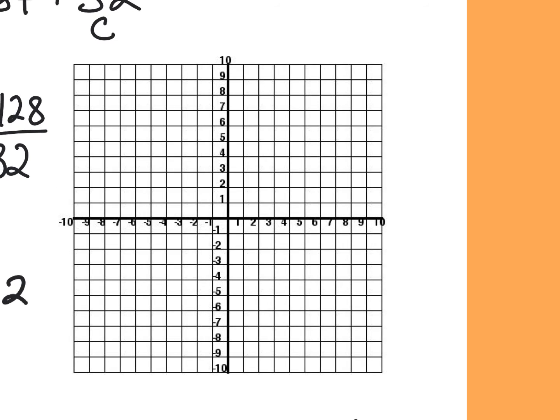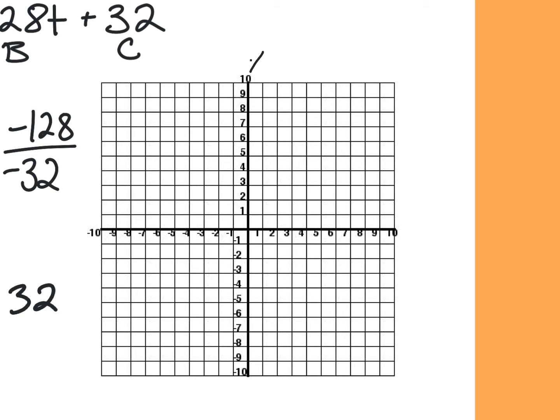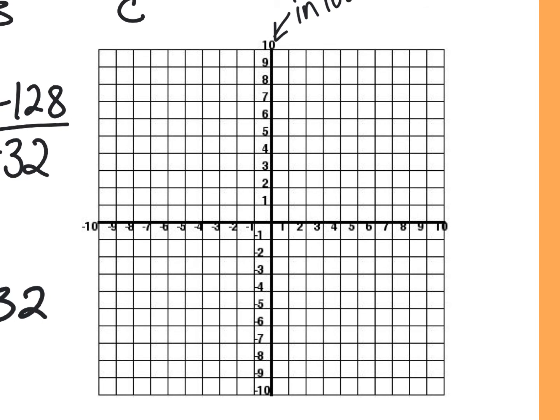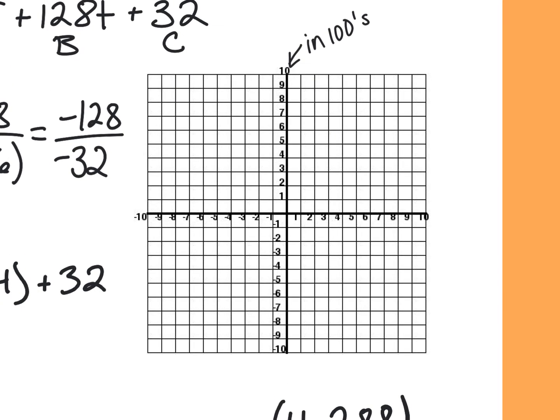Absolutely not. Okay, so what we're going to do is we're just going to change the y-axis only, and we're just going to say that this is in 100s. And I'm just going to write that for now, instead of doing like a key, just because I want to save time. But what I mean by that is if I go up here, this would be 100, 200, 300, 400, 500, and so on. Okay, so if I were to plot 288, I'm going to go over 4, and I'm going to go up between the 2 and the 3, but closer to the 3.